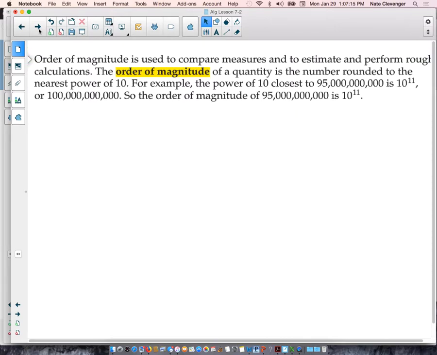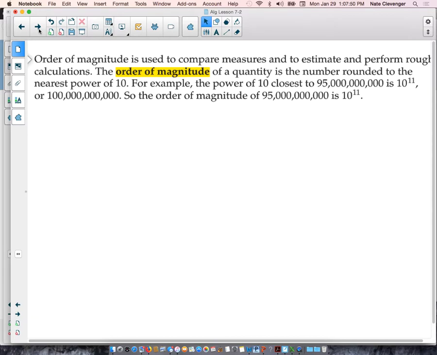Order of magnitude is used to compare measures and to estimate and perform rough calculations. Sounds fun, doesn't it? Order of magnitude of a quantity is the number rounded to its nearest power of 10. So your powers of 10, if we come over here, powers of 10 are 1, 10, 100, 1,000, 10,000, and so on. Those are your powers of 10, your order of magnitudes.